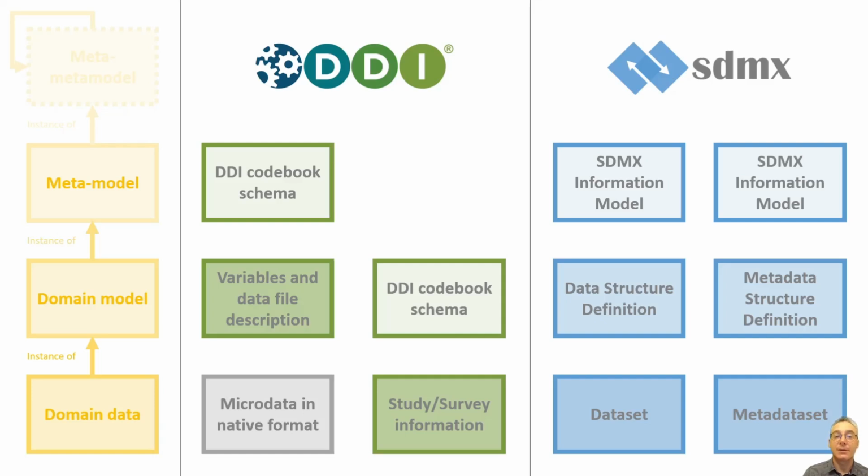DDI takes a different approach. A DDI codebook instance can be viewed as both a domain model for the dataset it describes and as domain content for additional descriptive information. Following this, the DDI codebook schema serves as a meta model for data and as a domain model for descriptive metadata. This asymmetry between the two standards is a critical consideration when attempting to bridge them.